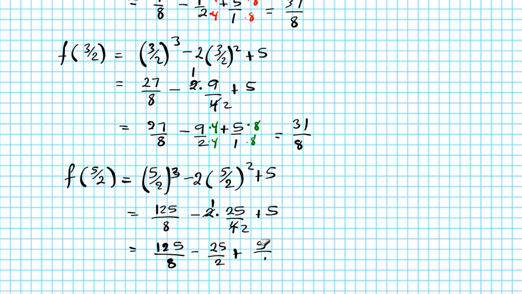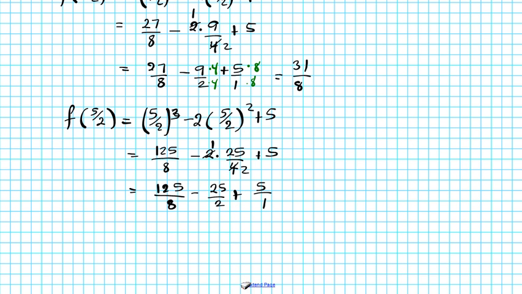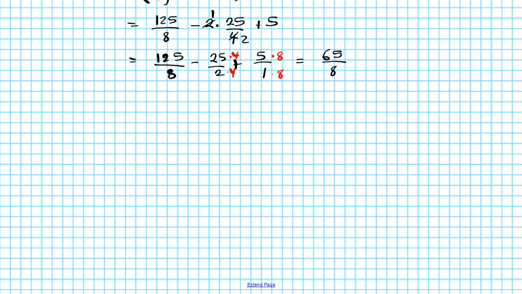Let's write this as a fraction also. To find the LCD of 8 and 1, it's 8, so maybe this times it by 4, top and bottom, and times it by 8, top and bottom. So now, if you do the calculations, 125 minus 100 plus 40 comes out to 65 over 8.